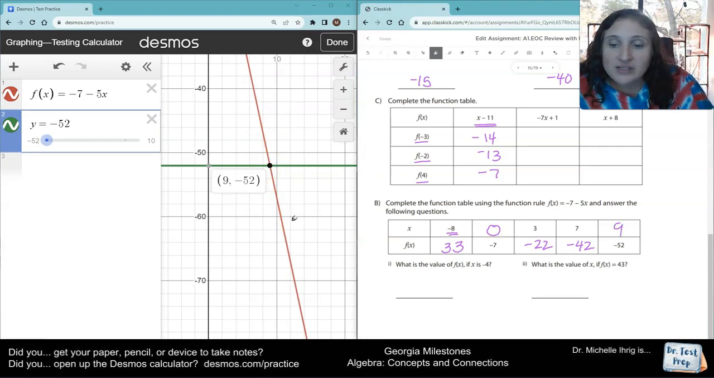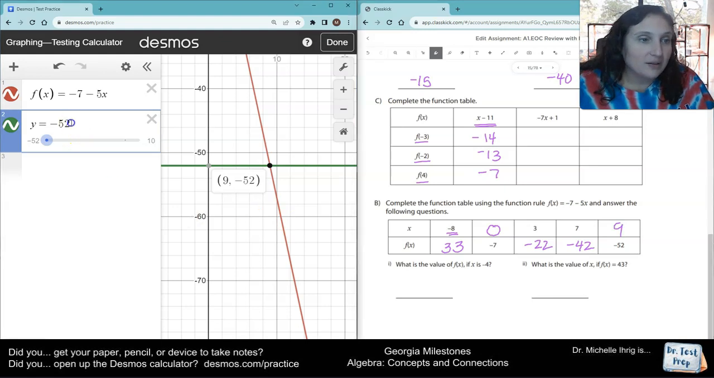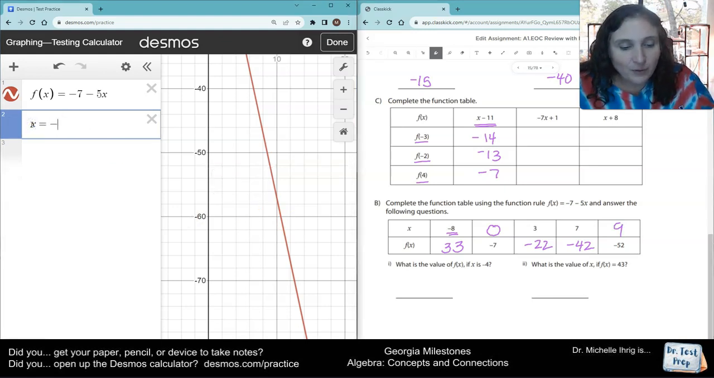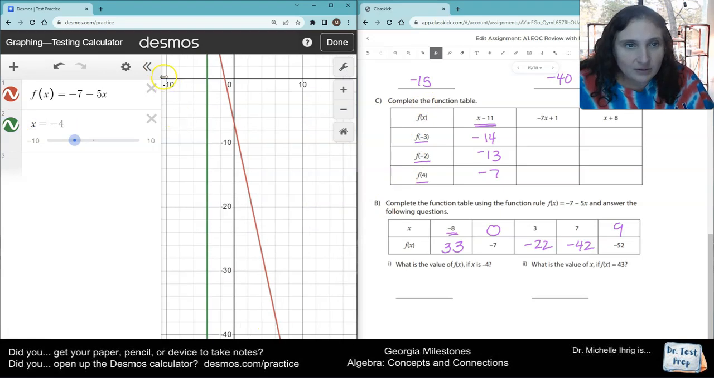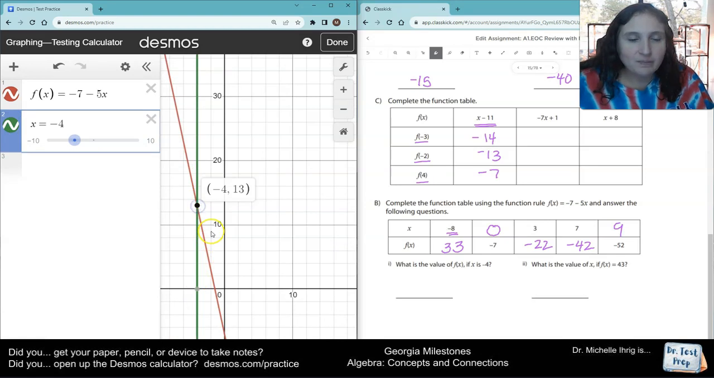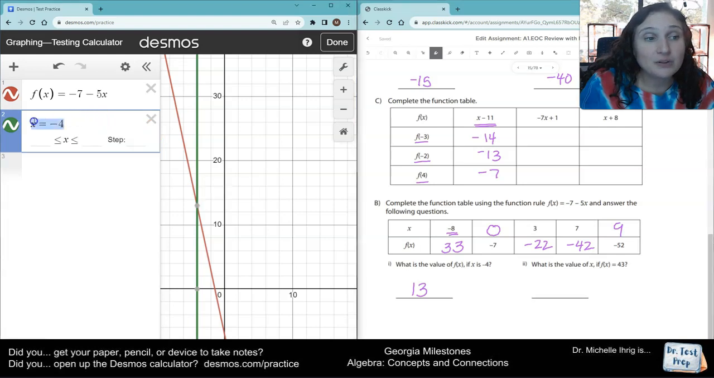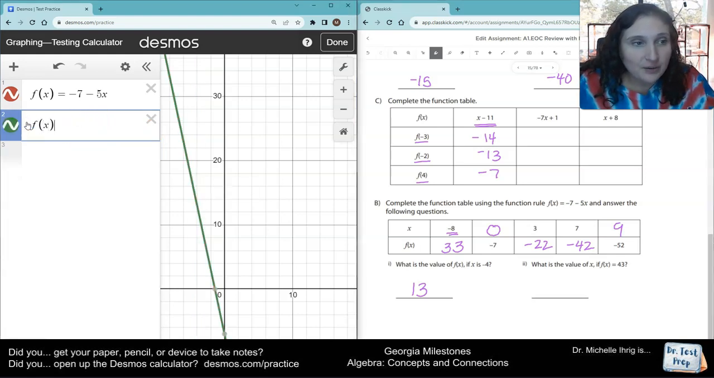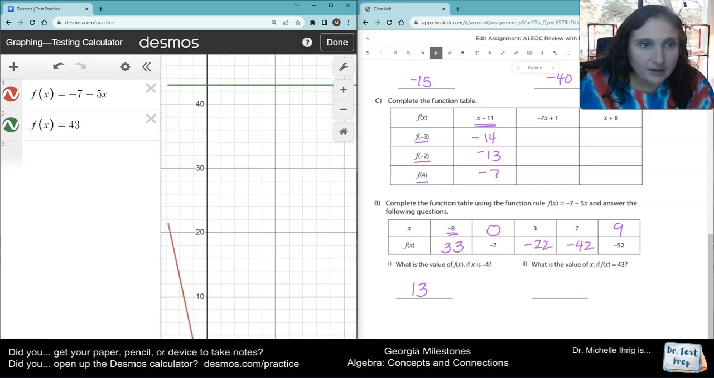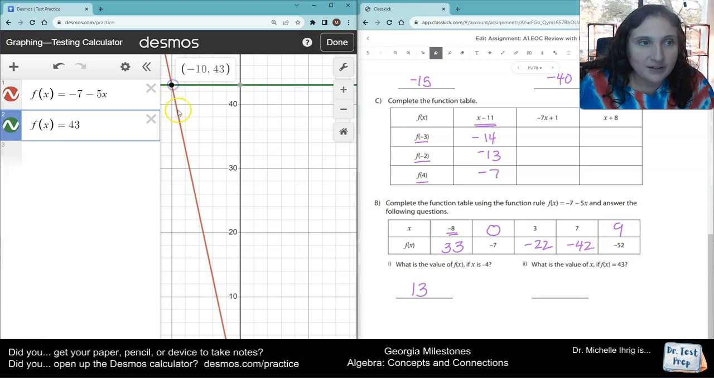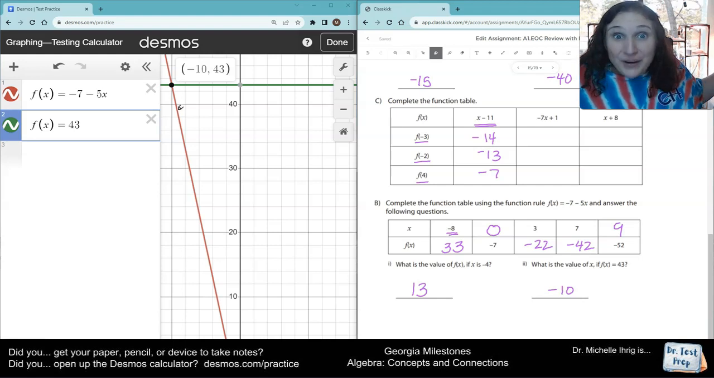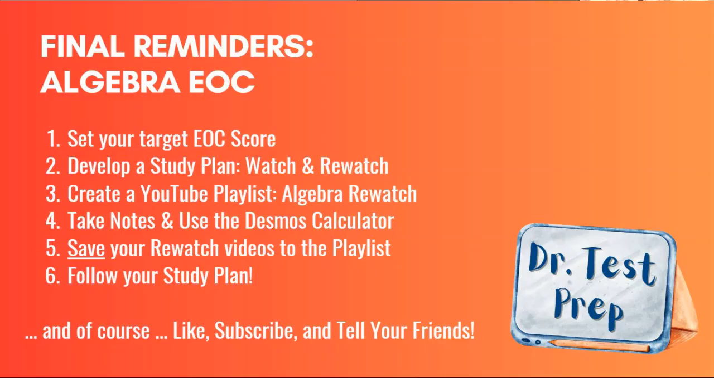What happens, what's f of x when x is -4? So I'm going to go back up here and say x is -4. So scroll, scroll, scroll. There's my intersection, -4, 13. What is it when f of x equals 43? Watch. You can literally type in f of x equals 43. We got to go up here. And there you go. That's your intersection, -10. Like, how easy is that? It's crazy easy. I know you got this.